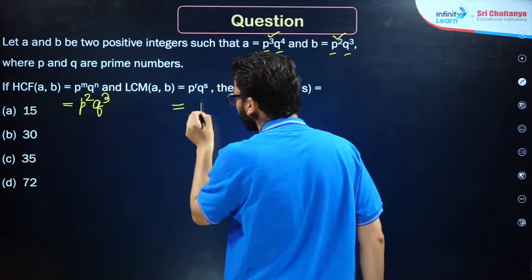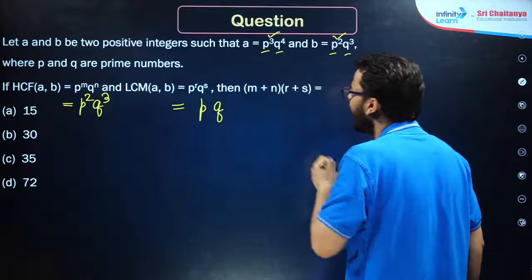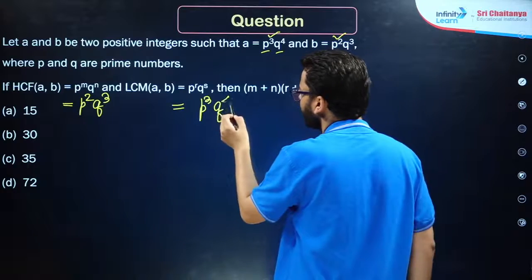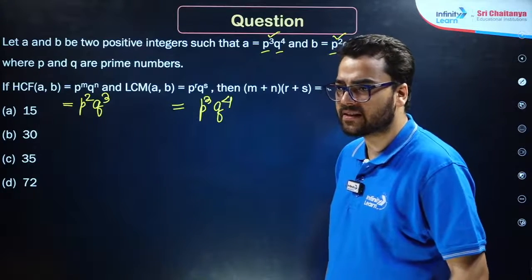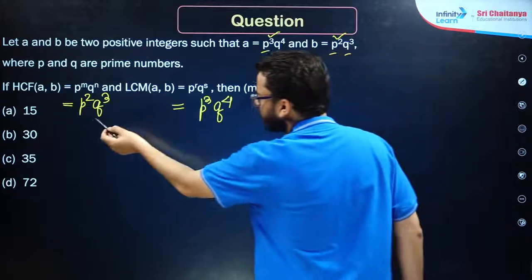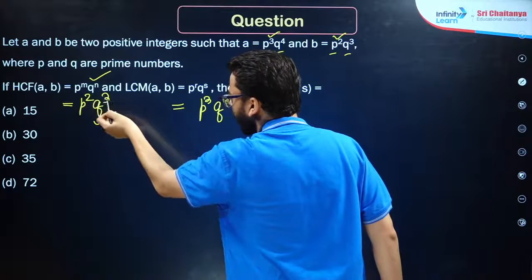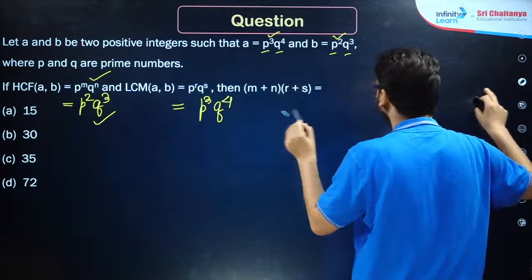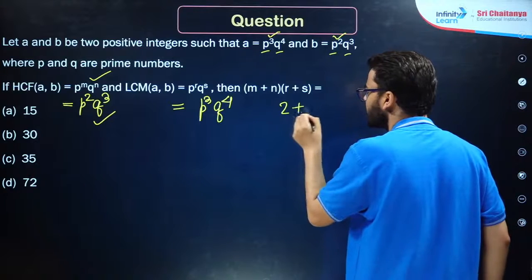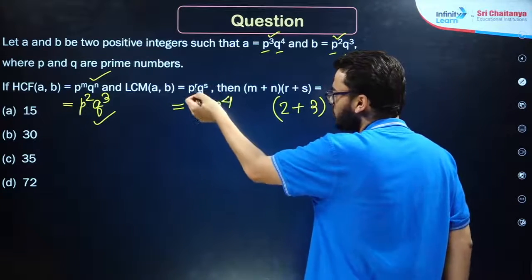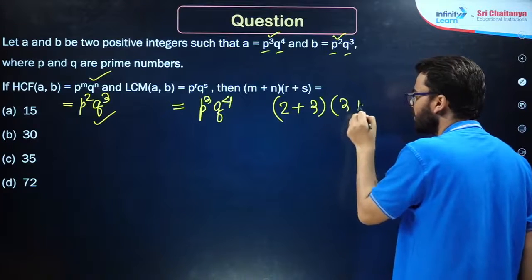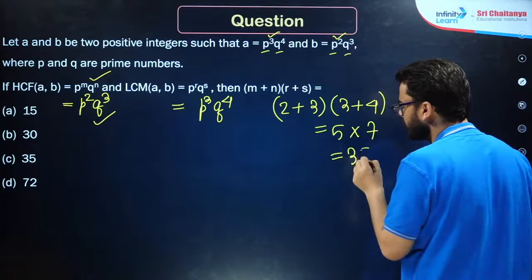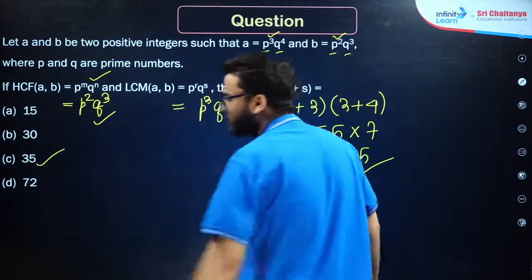And in LCM also, you have to take all the prime factors involved, and then take the highest power. So you have to take 3, and in case of Q, you have to take 4. Is that clear? Exactly, 35 is the correct answer. So if you compare these two, M is 2, N is 3. So that will be 2 plus 3. And if you compare these two, R is 3, S is 4. So 3 plus 4. So that is nothing but 5 into 7, that is 35. Is it clear? That is the answer.